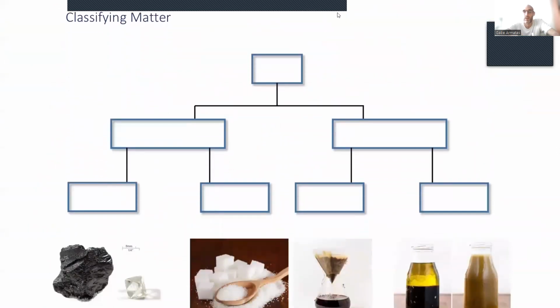Once we get down to matter, we're going to start classifying matter. Matter is the overarching thing. Matter is, again, anything that has volume or mass and takes up space. Matter is going to be broken into two different categories. We're going to have what we call pure substances.